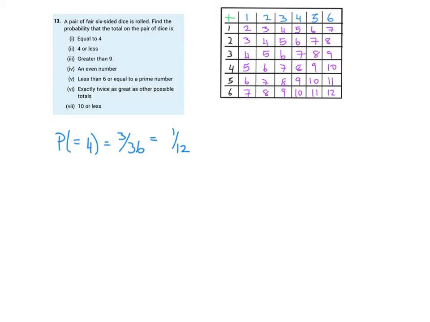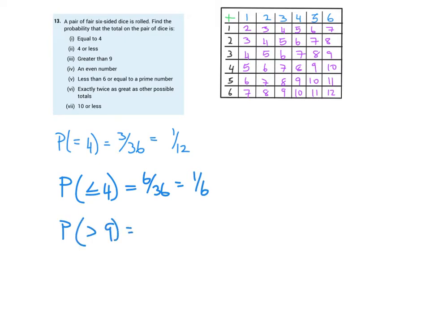Okay, and continuing on, part 2, we have the probability that it's 4 or less, so less than or equal to 4. Well, we can see from our table up here, we have 1, 2, 3, 4, 5, 6 that fit that description. So that's 6 out of 36, which is equal to 1/6. Part 3 is greater than 9, so the probability greater than 9 is, again, we're looking for 10, 11 or 12, and we have 1, 2, 3, 4, 5, 6. So that's 6 out of 36 again, which is 1/6.